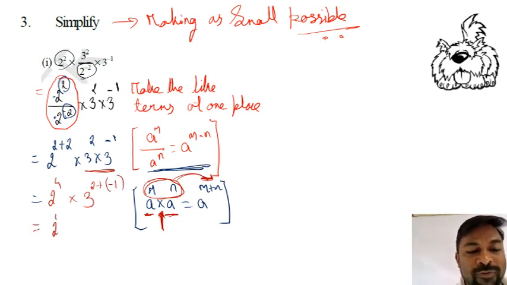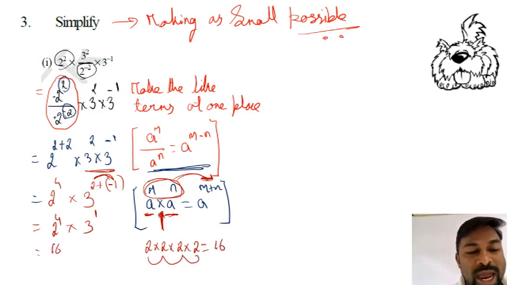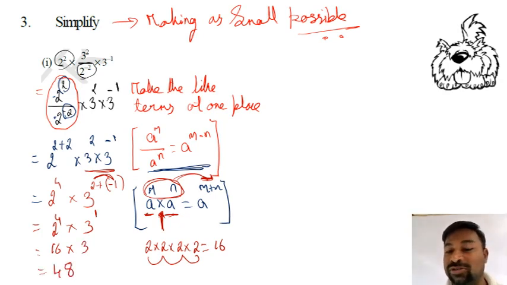Now 2 to the power 4 into 3 to the power 2 minus 1. Take 2, take away 1. It becomes 1. Now 2 to the power 4 is nothing but 2 into 2 into 2 into 2, four times. 2 2s are 4, 4 2s are 8, 8 2s are 16. And we know 3 to the power 1 means only 3. So the answer is 48. This is how we simplify. Hope you got it.